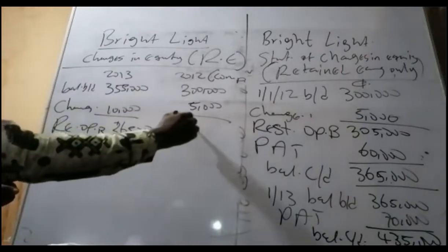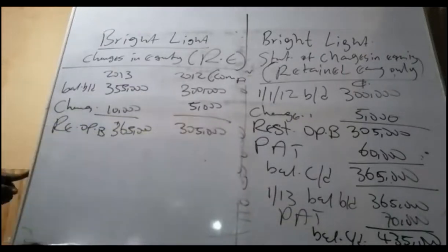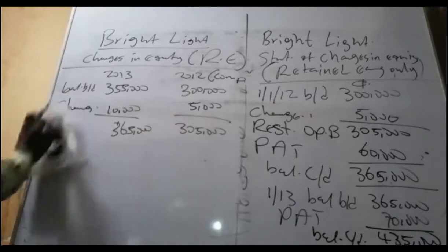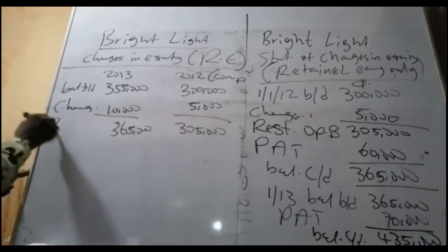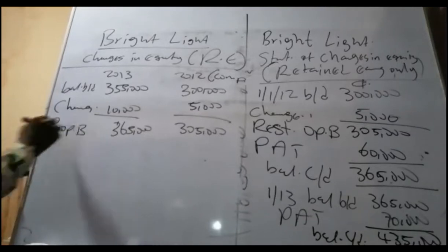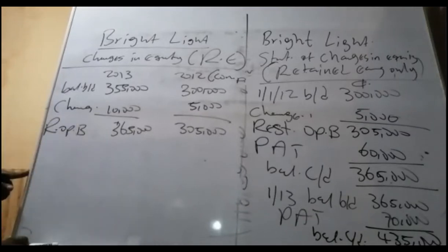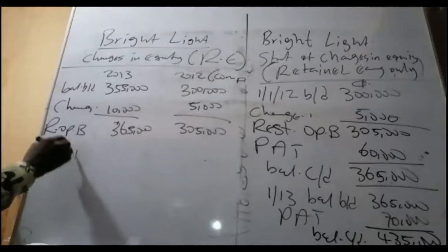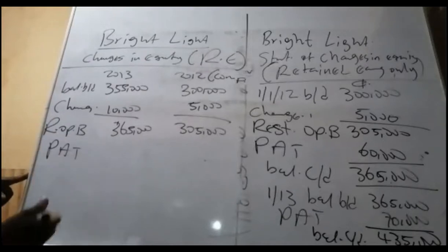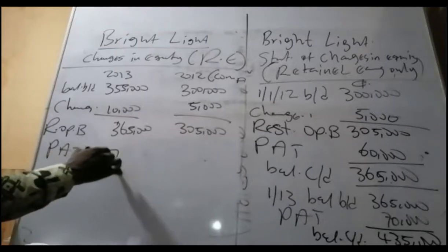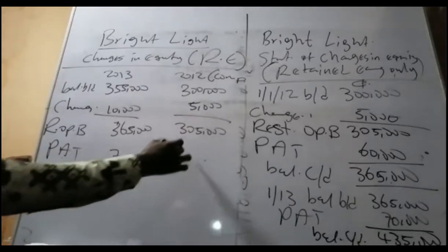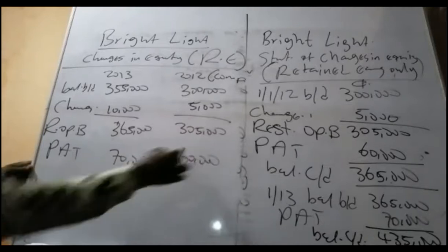Yes, 365,000, 305,000. Agreed. Restated open balance. Then what do you do again? Add the correct profit to it. What is the correct profit? 2013 happened to be 70,000. This one happened to be 60,000.